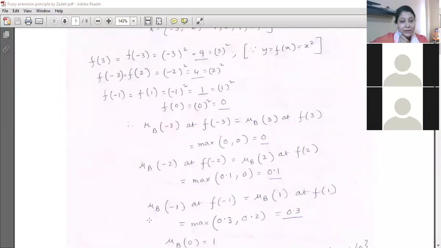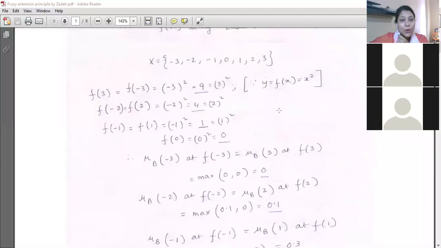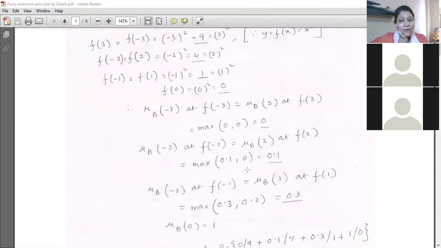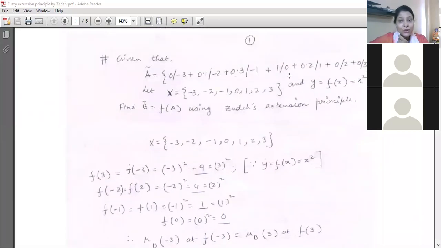By following this particular thing, if I continue this, for membership values of -1 at f of -1, and obviously the membership value of +1 at f of 1, what we need to do is collect this 0.3 and this 0.2, and find out which one is max between them. Obviously we will have 0.3 as the max between these two. And the membership value of 0, this is the one single variable which we have, so there is no such competition by taking max or anything else.